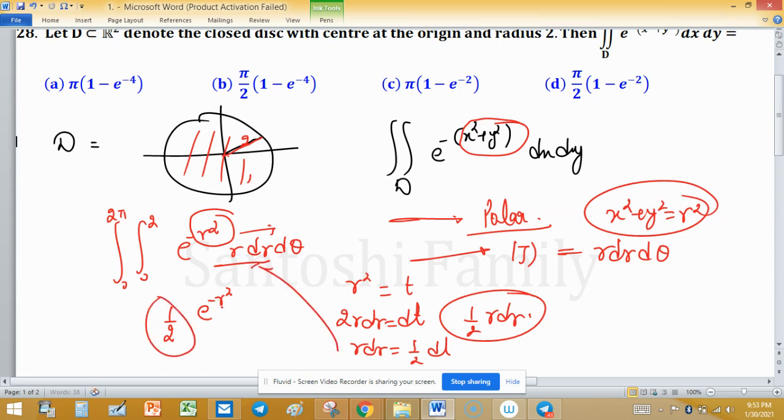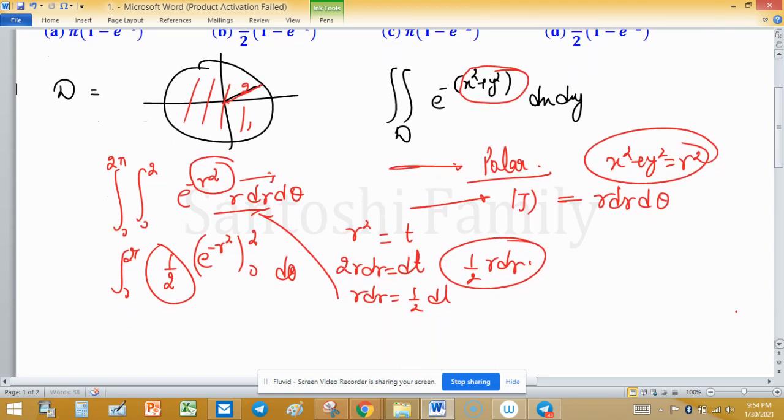So 1 upon 2 is this, e raised to the power minus r square. Its limit is 0 to 2 and theta is 0 to 2 pi d theta. Now put the value of this 1 upon 2 outside, 0 to 2 pi, e raised to the power minus 4, and put 0, e raised to the power 0 means 1. As this is free from theta, you can take 1 upon 2 outside.